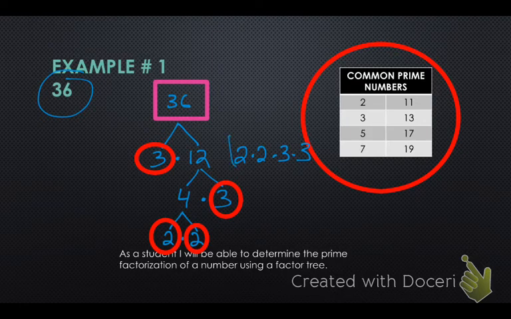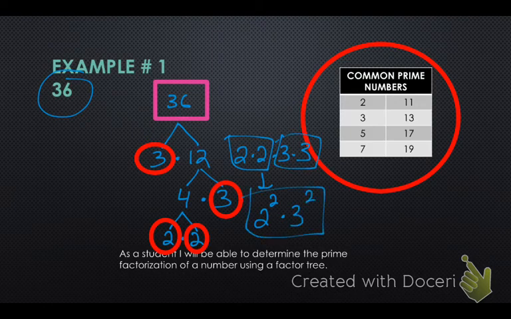Okay, so 2 times 2 is the same thing as 2 squared, times 3 times 3, which is the same thing as 3 squared. So this is the answer we should actually have. 2 squared times 3 squared will give us 36, and that is prime factorization. We'll show you a couple more.